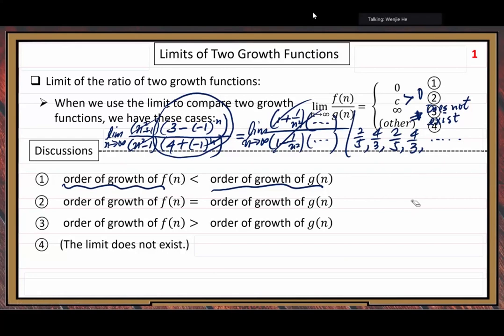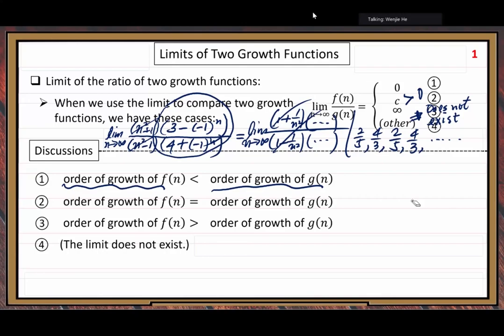We were here last time. So let's look at what we are doing at this point. We want to compare two growth functions. When we compare, we calculate the limit of the ratio of these two growth functions when n goes to infinity. And there are four cases.